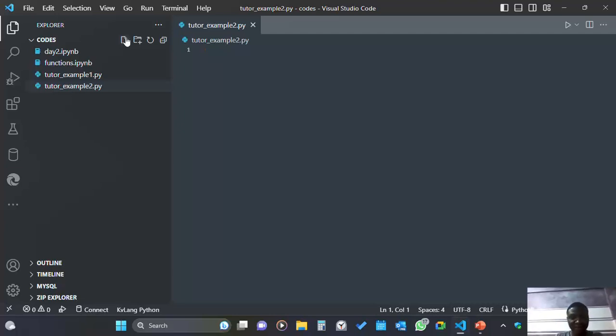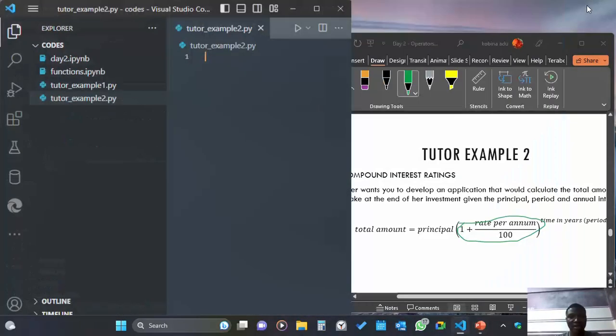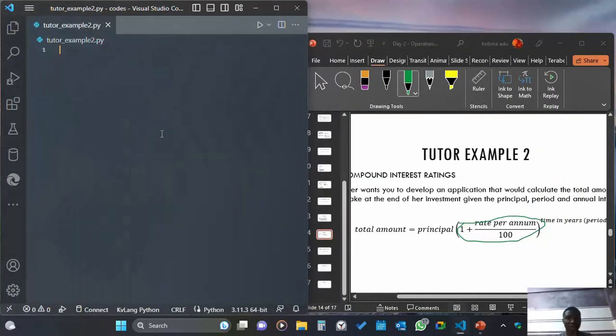So let's get back to business. We are trying to replicate this formula in our code here. The first thing you have to do is your algorithm. It's always important. When I started programming, I didn't like writing an algorithm. But later on, I got to realize that it's the most important thing ever to do as a programmer.